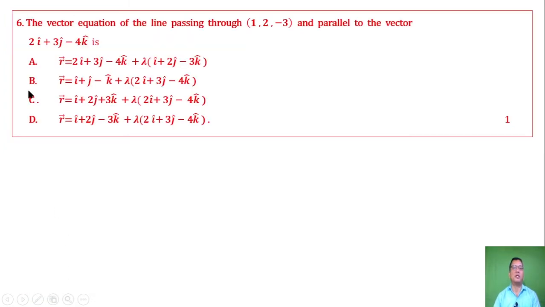Question number 6. The vector equation of the line passing through 1, 2, minus 3 and parallel to the vector this is. For the given point and the given vector, the line parallel to the vector has a vector equation. Given the point 1, 2, minus 3, the correct answer is D.